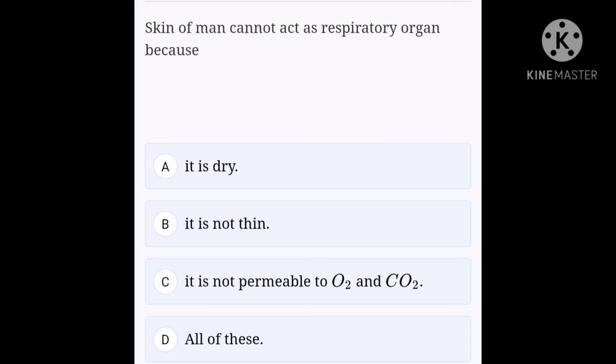Skin of man cannot act as a respiratory organ because: option A, it is dry; option B, it is not thin; option C, it is not permeable to O2 and CO2; option D, all of this. So the right option is D, all of this.